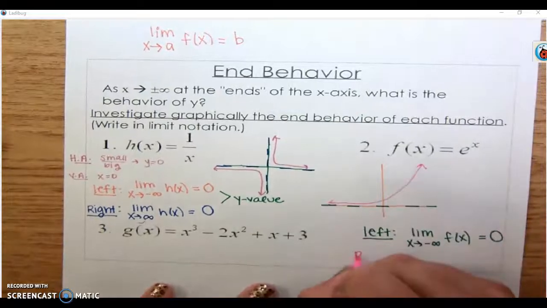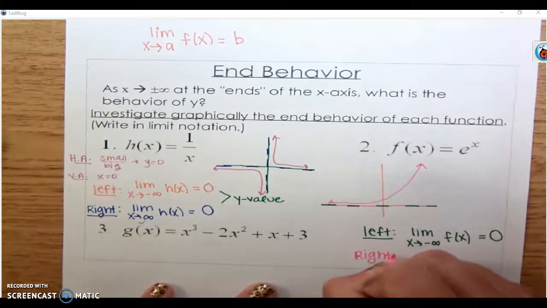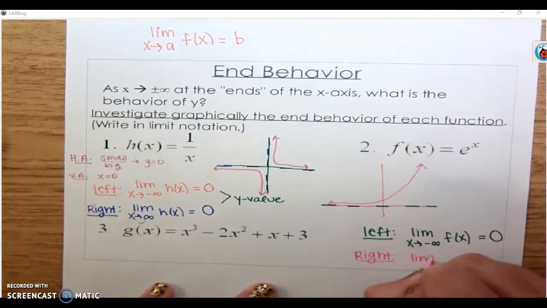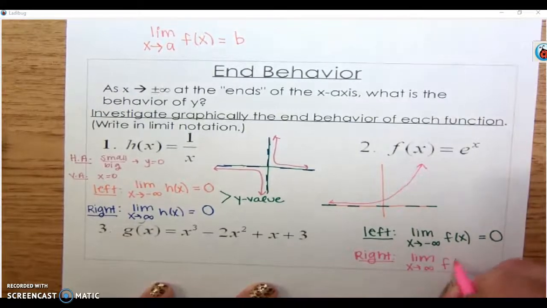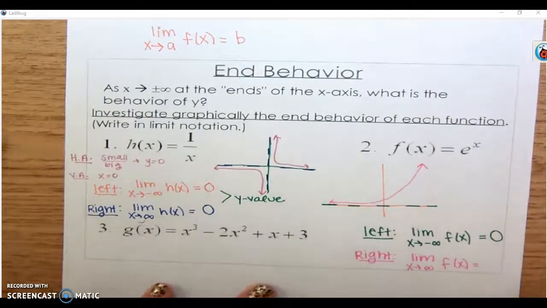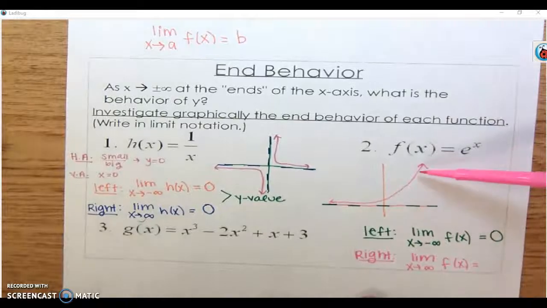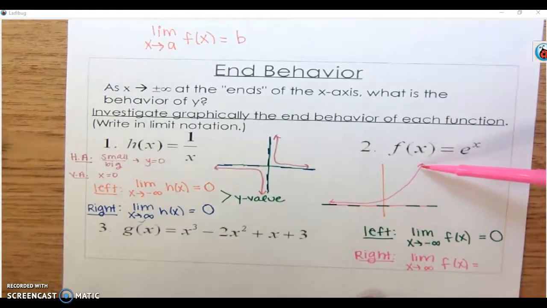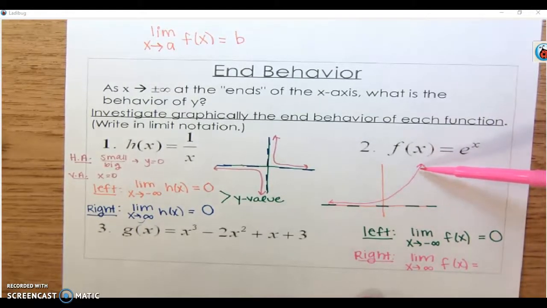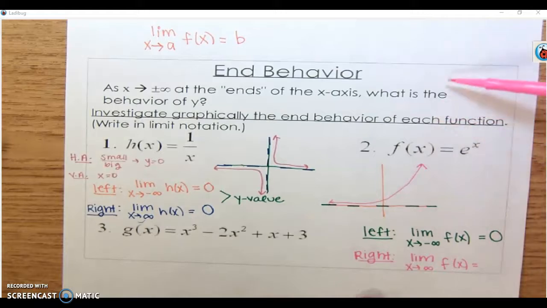So now let's look at the right. So the right's always going to say the limit as x approaches positive infinity of f of x. So let's see what's happening this time. This time this graph is going here. It's not going towards an asymptote. It just keeps getting bigger and bigger and bigger and bigger and bigger. So those y values are going to keep getting larger and larger. So we're going to say this approaches positive infinity.